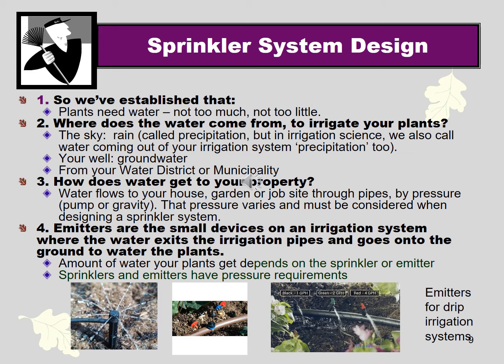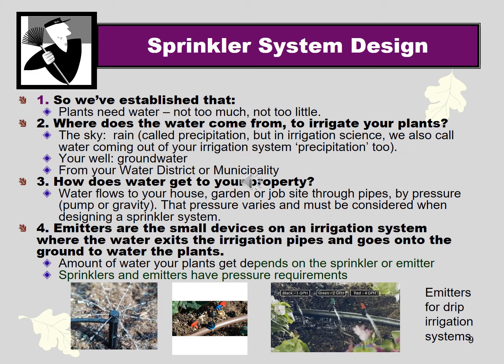How does water get to your property? Water flows from the city water, or wherever you're getting your water from, in pipes by pressure, pump or gravity pressure, and that pressure varies and must be considered when you're designing the irrigation system. You have to have proper pressure for certain systems and certain emitters and sprinklers.